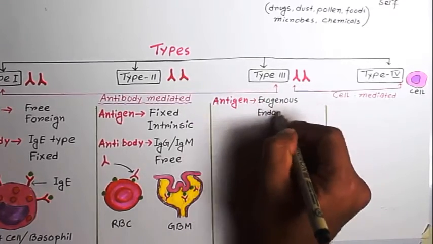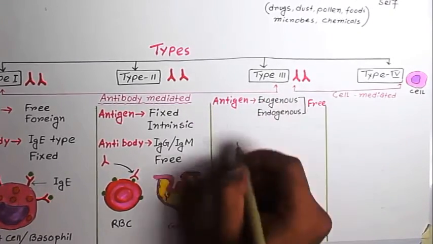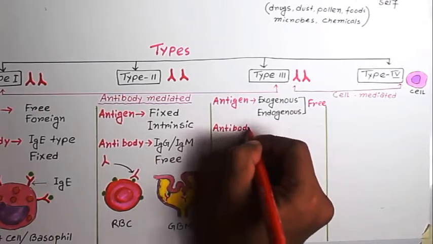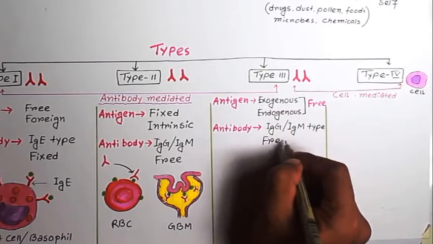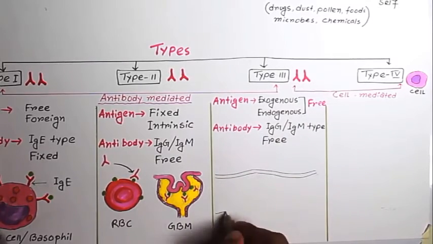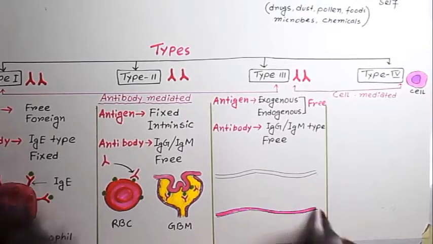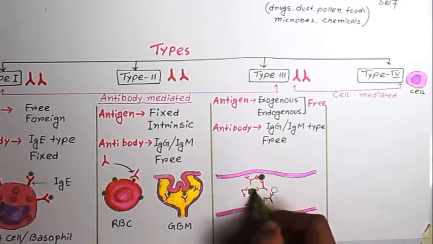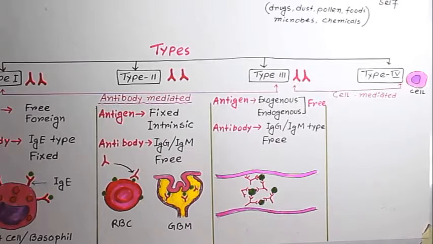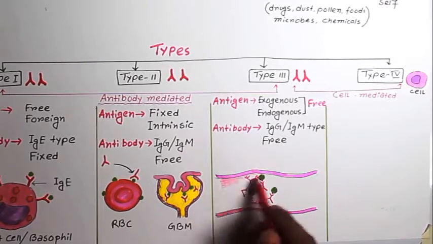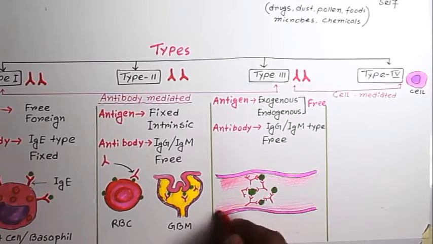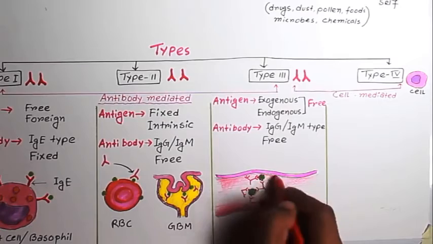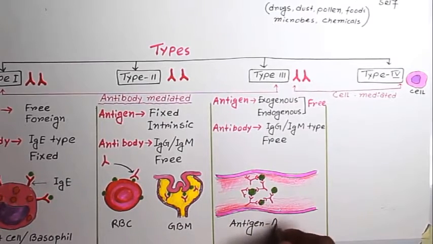Here antigens may be exogenous or endogenous, but they are free. And the antibodies involved here are IgG or IgM type, but they are also free. So unlike the other two reactions, here both antigen and antibody are free. So they react with each other and form immune complexes which circulate in our general circulation and get deposited in various tissues and eventually cause tissue damage. That's why type 3 hypersensitivity reaction is called immune complex mediated hypersensitivity reaction.